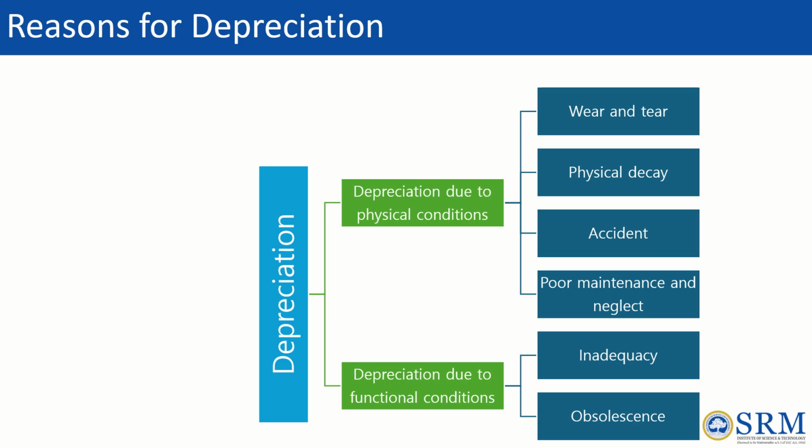These are the various reasons for depreciation. You can see this flow chart indicates the various reasons for depreciation. They are broadly categorized into two: depreciation due to physical condition, and depreciation due to functional condition. The depreciation due to physical conditions is classified into wear and tear, physical decay, accident, and poor maintenance and neglect. And depreciation due to functional conditions are inadequacy and obsolescence.